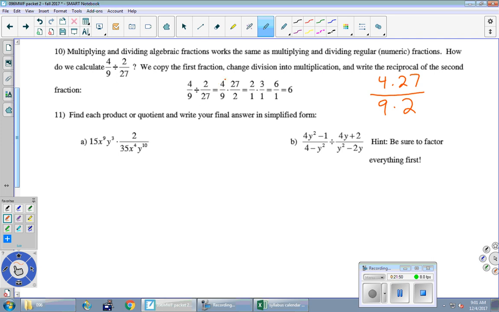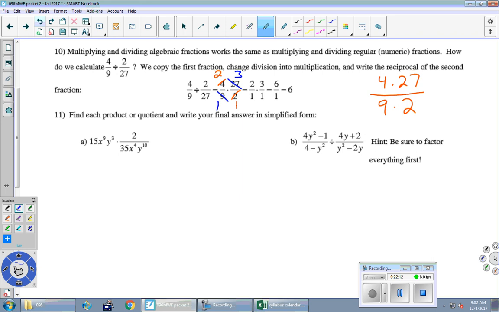4 and 2 become what numbers? 2 and 1, right? Ordinary. How about 27 and 9? Do they have a common factor? They do. 27 and 9 are both divisible by 9. So what did they become?